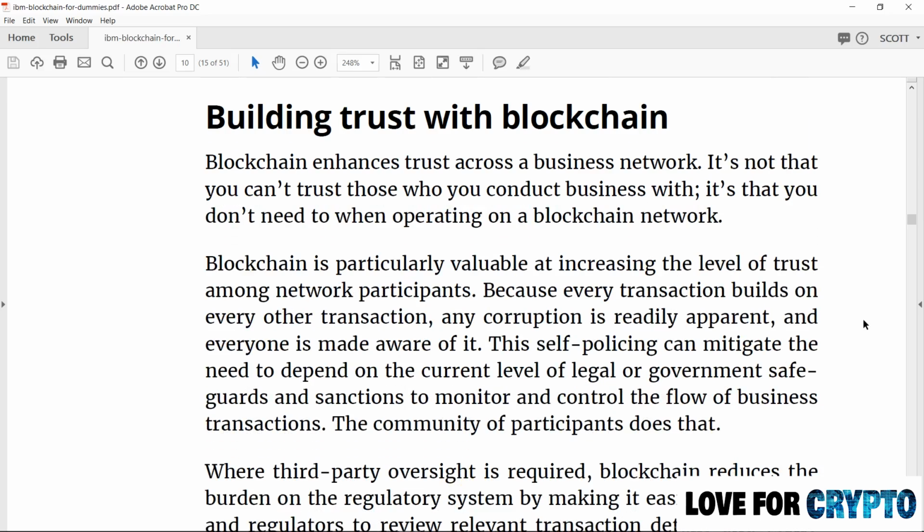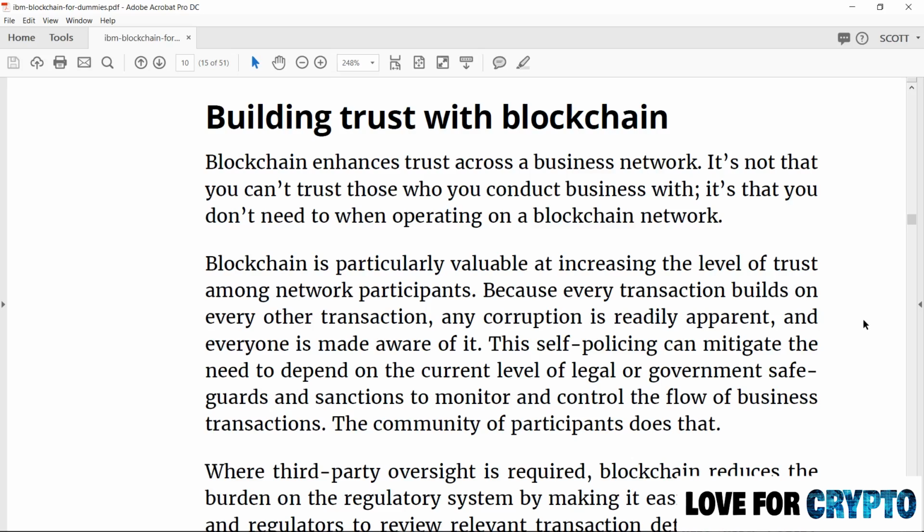So blockchain enhances trust across a business network. It's not that you can't trust those who you conduct business with, it's that you don't need to when operating on a blockchain network. Blockchain is particularly valuable at increasing the level of trust among network participants because every transaction builds on every other transaction. Any corruption is readily apparent as everyone is made aware of it.